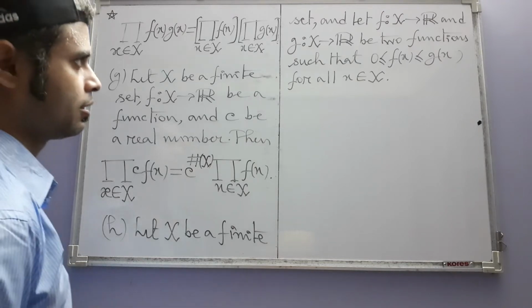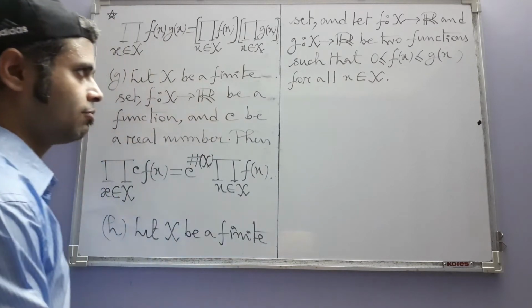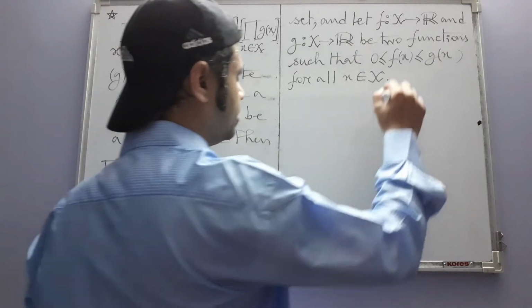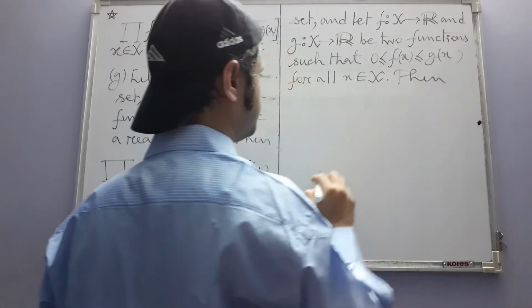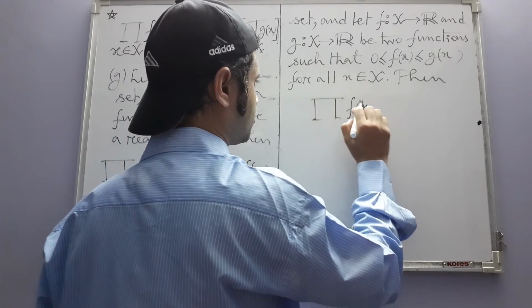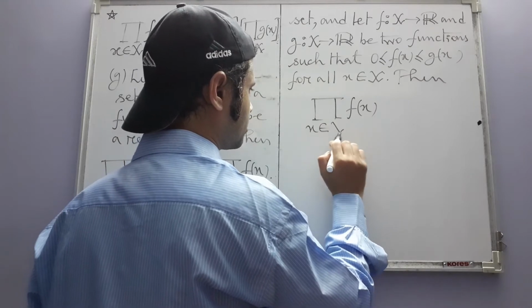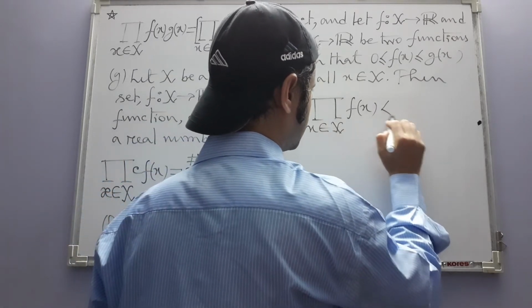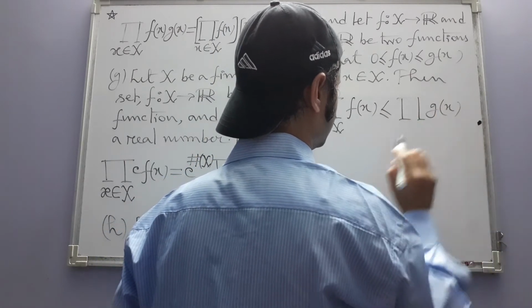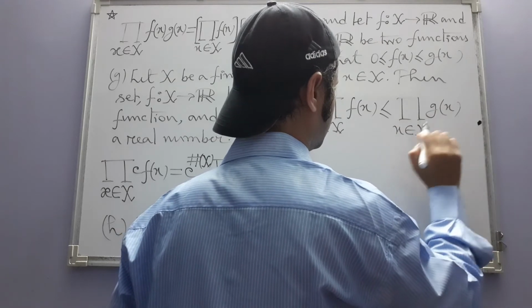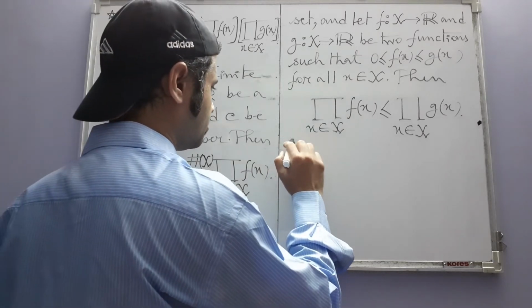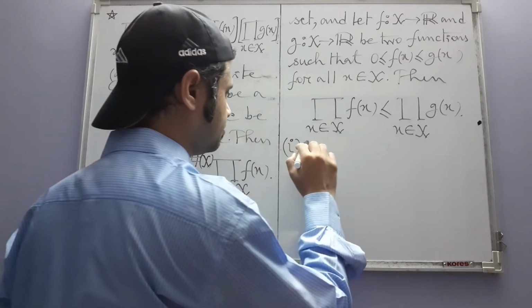Some inequalities are there and they are non-negative. They never take any negative real number as their value. Then the product of the functional values f of x as x varies over X is less than or equal to the product of the functional values g of x as x varies over X. And finally we have one more which involves absolute value.